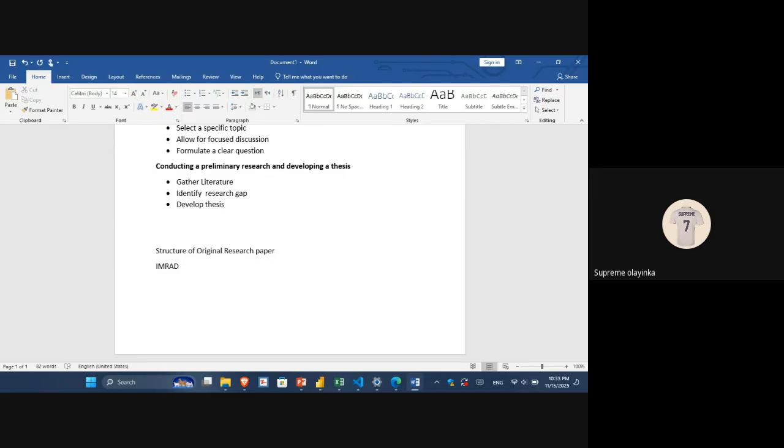Then tomorrow we'll look at how to write the introduction, or let's say we move to the next part of the original research paper. Both of them are important. I explained what an introduction is the last time we were discussing the commentary research paper. You start from a brief introduction or the background information about your topic.